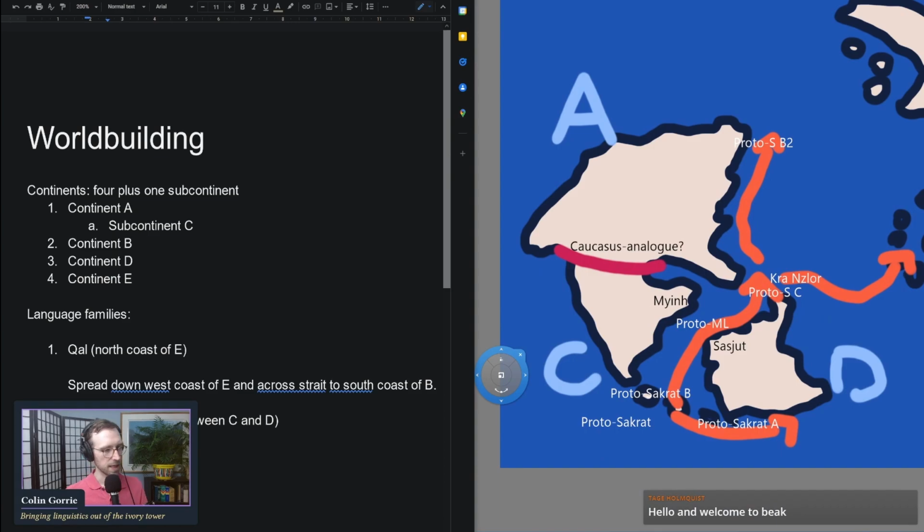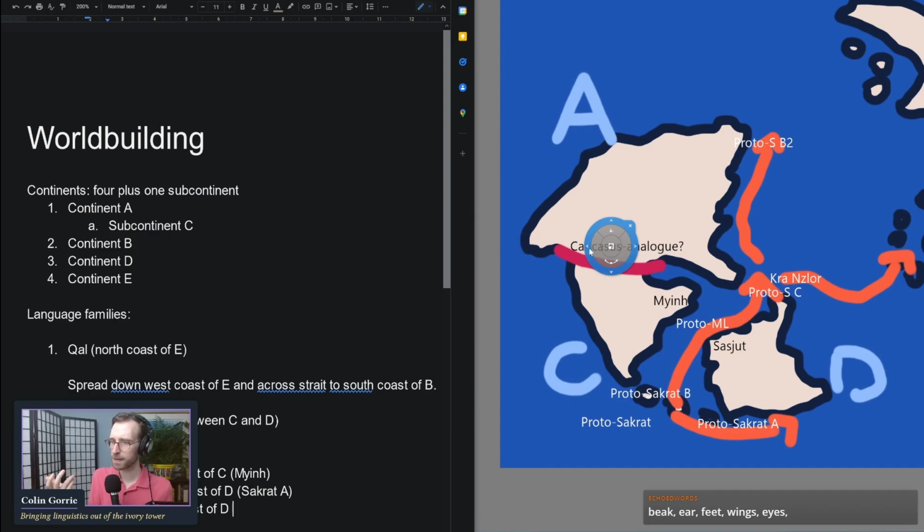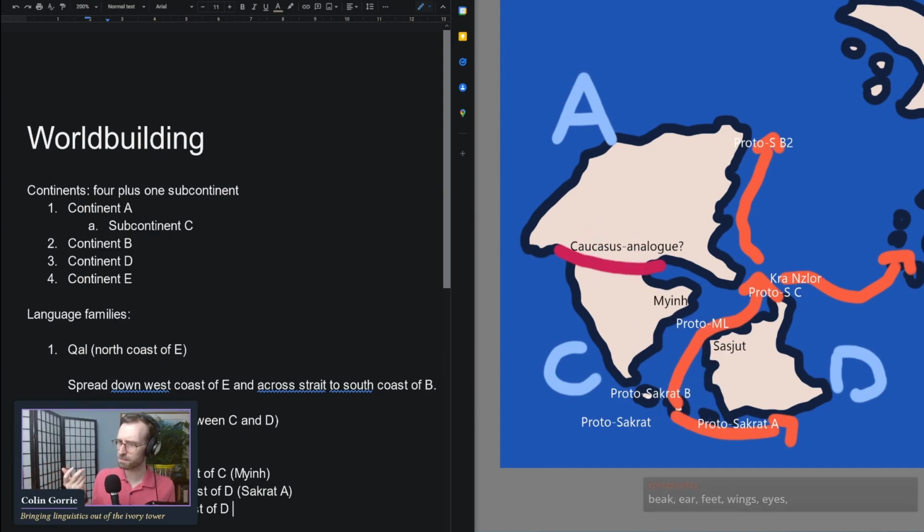So it spread along the coast of C, the east coast of C, along south coast of D. This is called Sakrat A. This is the language Me. Along the west coast of D. Actually, I think we had a suggestion to swap. I think, was that Quain who said swap Me and Sasyut? So we could do that.